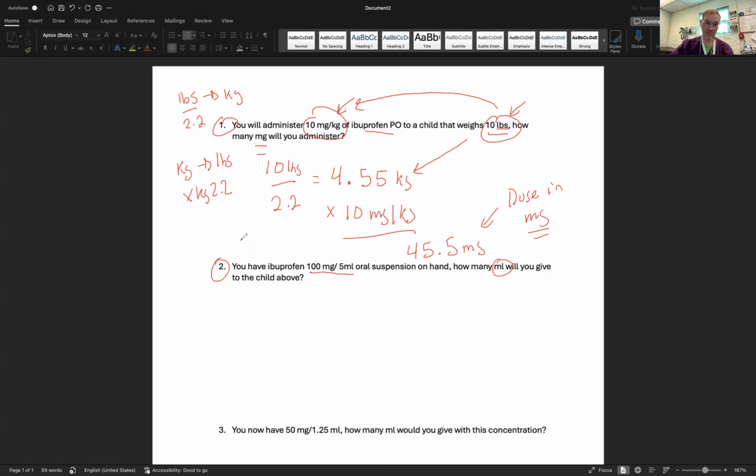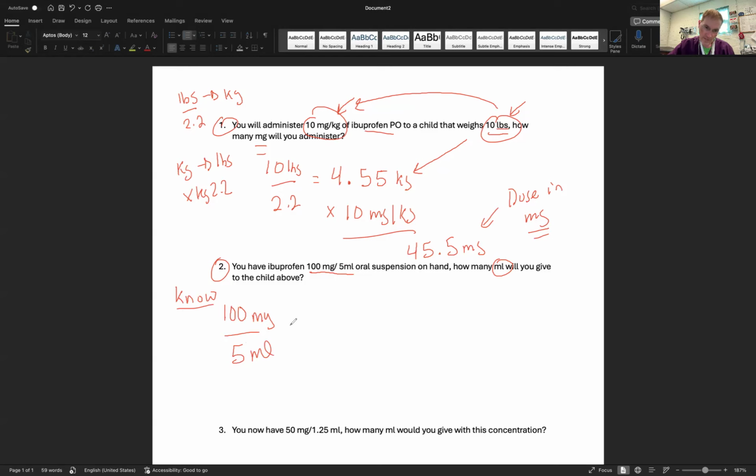Remember how to set these up. Over here on the left-hand side, I'm going to put what I know. What do I know for a fact? I know for a fact, because I'm literally looking at it, that I have 100 milligrams in 5 milliliters. That's my concentration. I know that for a fact. So I know I have a drug that has 100 milligrams per 5 milliliters, every 100 milligrams in every 5 milliliters.